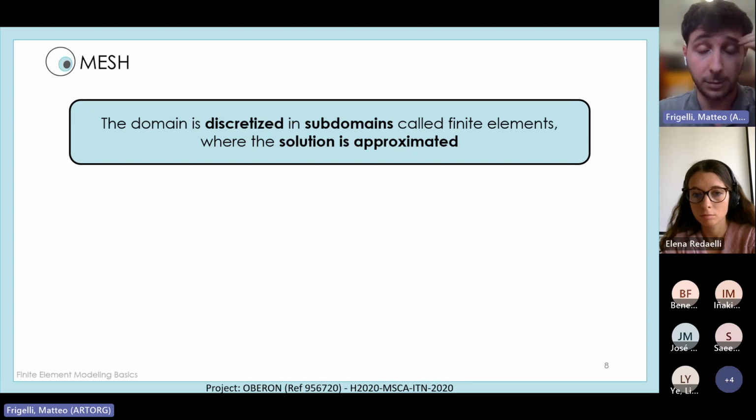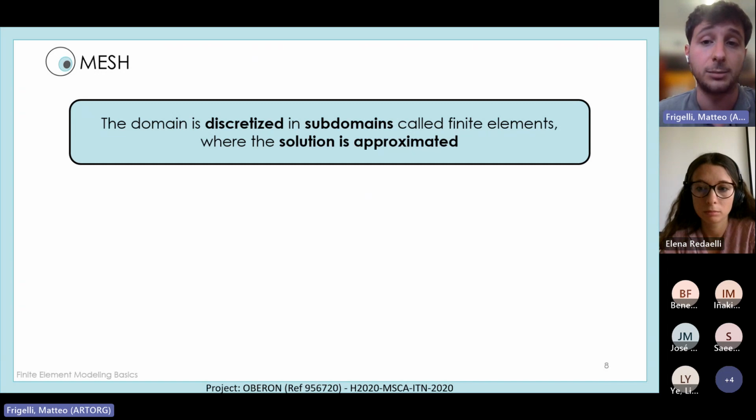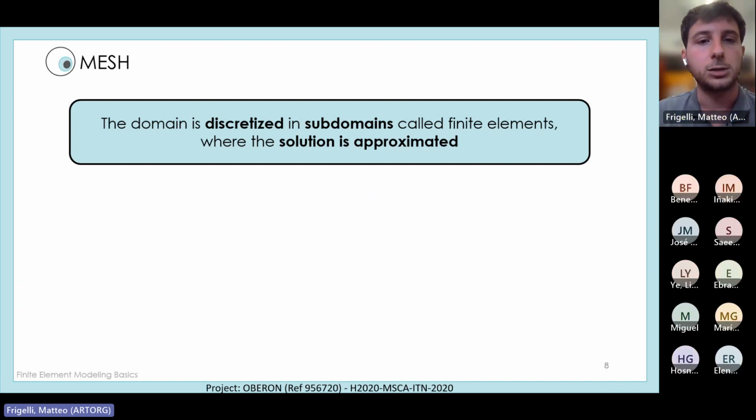I also spoke about the mesh. So what's a mesh? When we apply finite element modeling, we discretize the domain in some subdomains that are called elements, and this is where we approximate the solution. So these subdomains are what creates the mesh of our model.